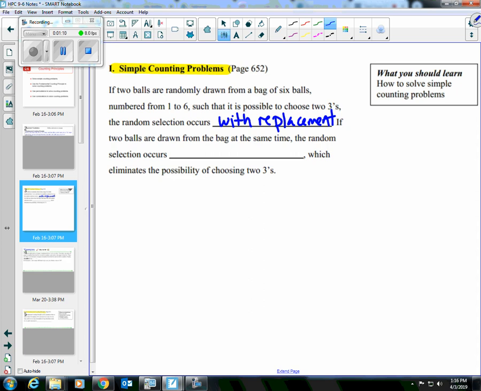If you're going to select the 2 balls from the bag at the same time, or take out one, don't put it back, and then take out the next one, then you're not going to be able to get 2 threes. That wouldn't happen if there's only 1 3 in the bag. So that would be without replacement.